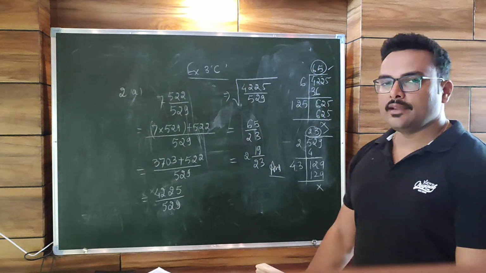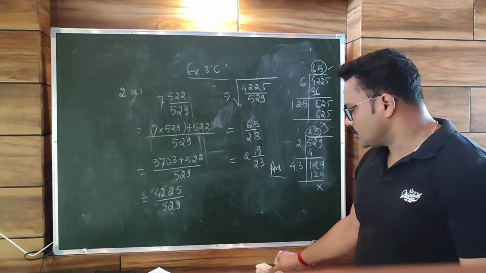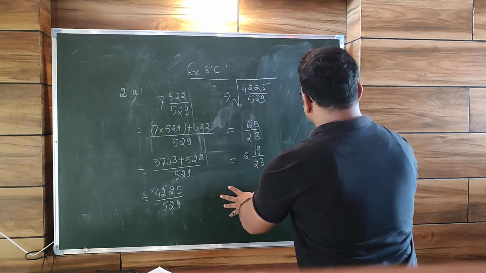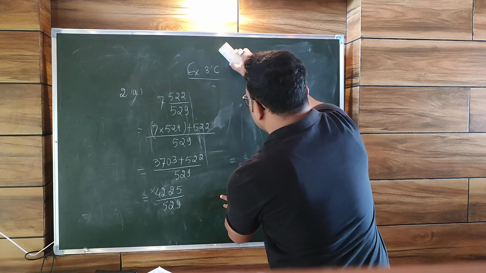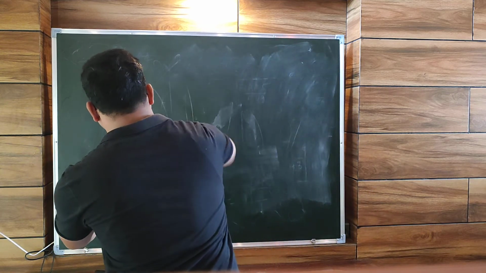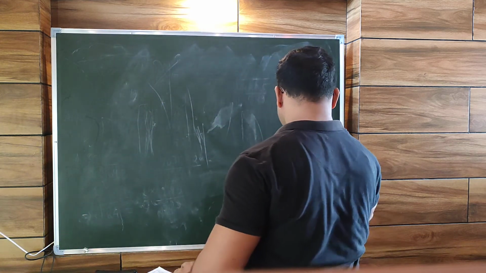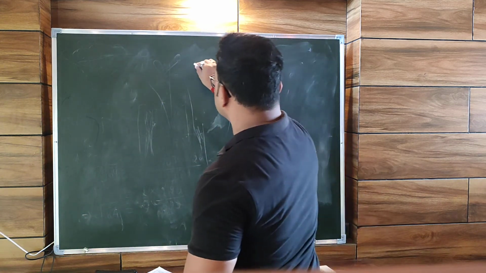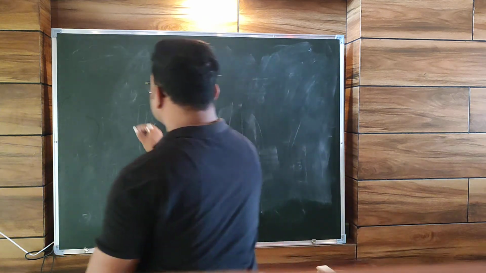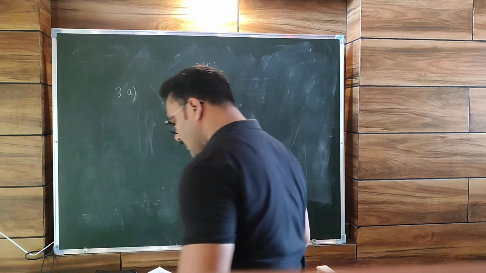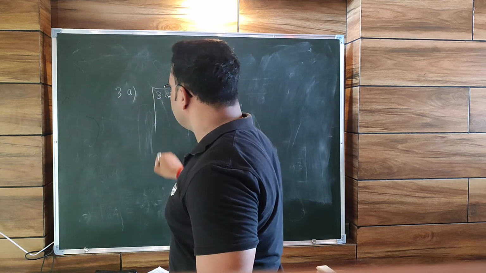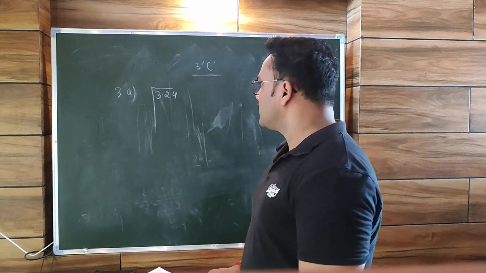So this way only we have to solve all the other questions. The last question of this exercise is where you have to convert in decimal. It is given, you have to find the root. Third A, 3.24. So take out the root of it.